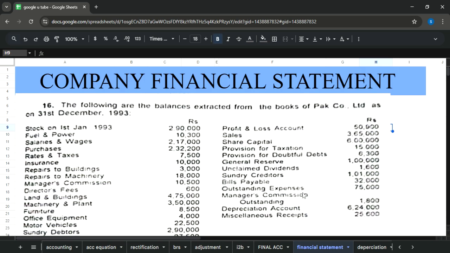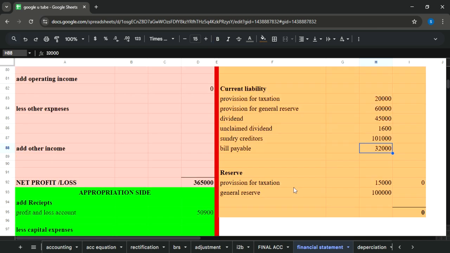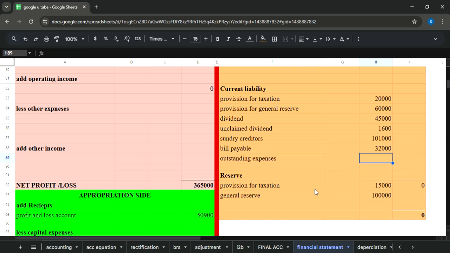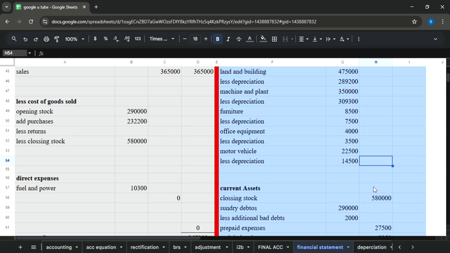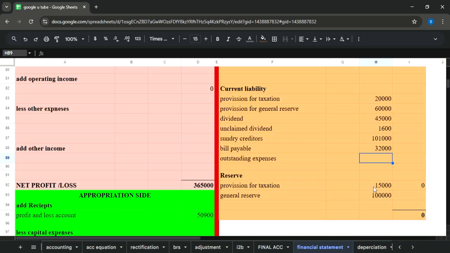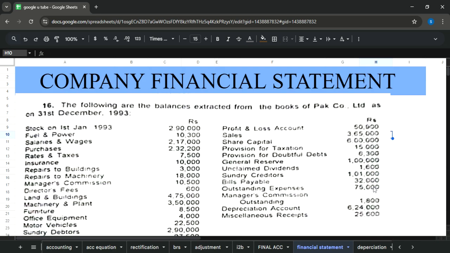Then we have outstanding expenses. They are considered to be adjustments but are now present in the trial balance. So we are mentioning them only on the liability side. Outstanding expense amount is 75,000. Mention this amount in the current liability side as outstanding.